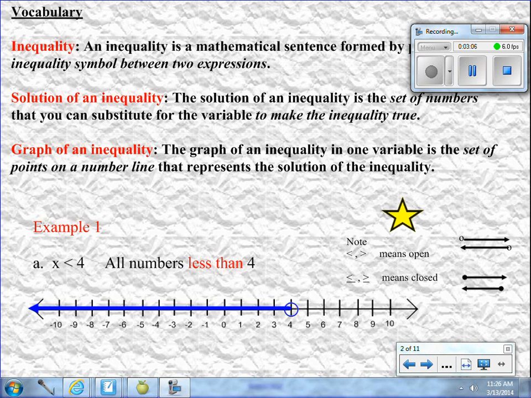Notice the star I have here. If the inequality is less than or greater than, it's an open circle. It means it does not include the number. If the inequality is less than or equal to or greater than or equal to, it's a closed circle. It includes that number. Let's do some examples showing that.